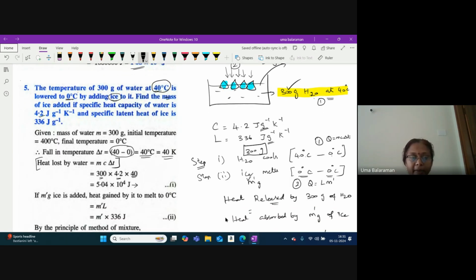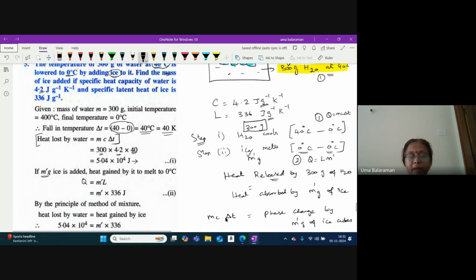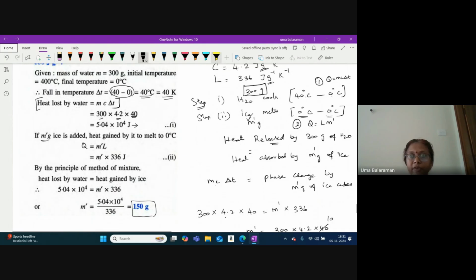Now, M dash gram of ice is added to the mixture. So what is the heat gained by it? Since it is phase change, we have to use this formula, M dash into 336. So assuming, you can say principle of calorimetry.